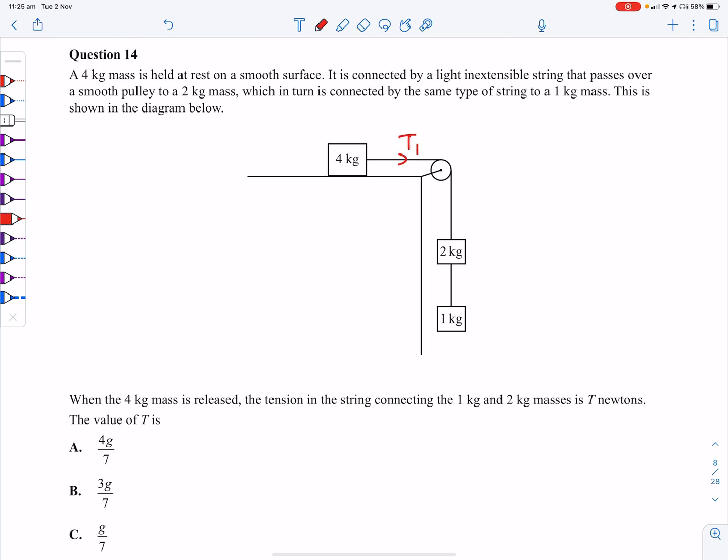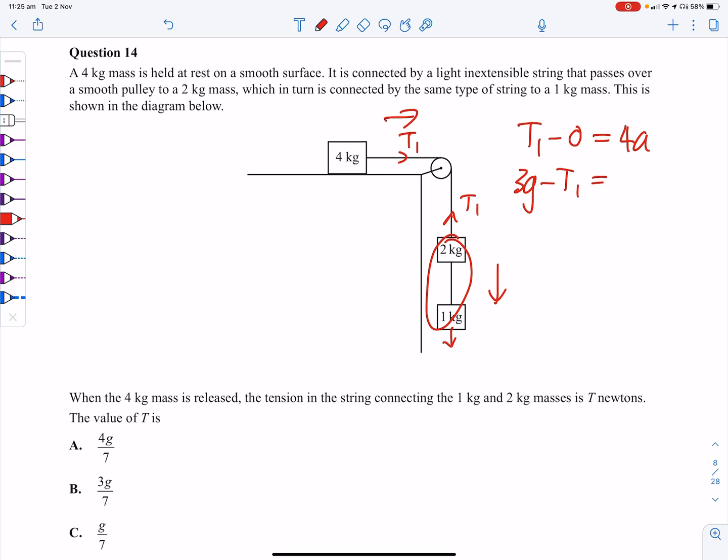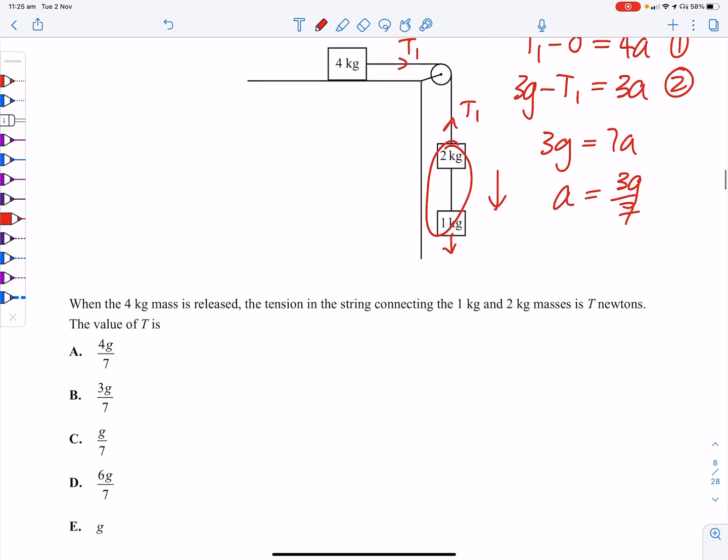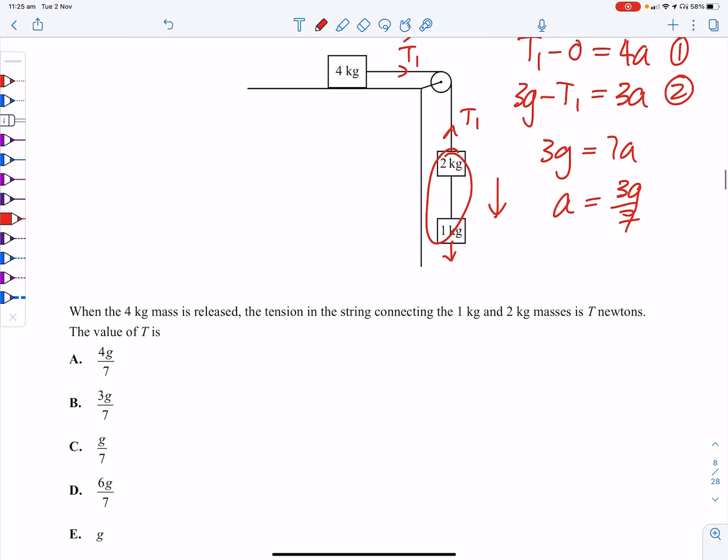Let's call this T1. T1 minus nothing is equal to mass times acceleration. Here, we've got 3g minus T1, we're assuming it's accelerating that way, is equal to mass times acceleration. If we add them together, we get 3g is equal to 7a. So a is equal to 3g on 7. So the system is accelerating at 3g on 7.